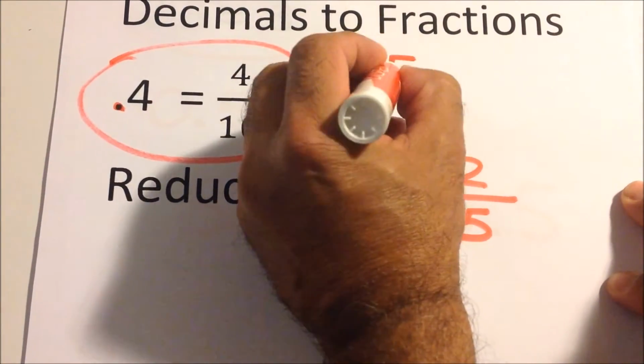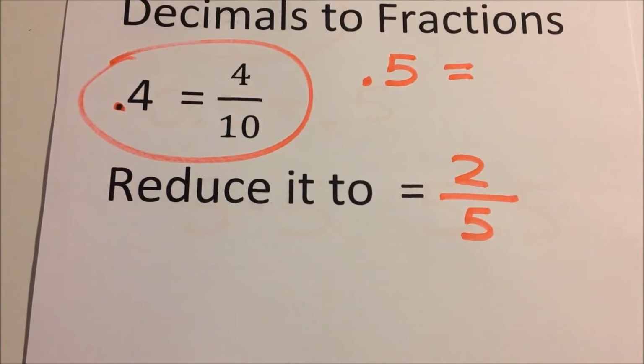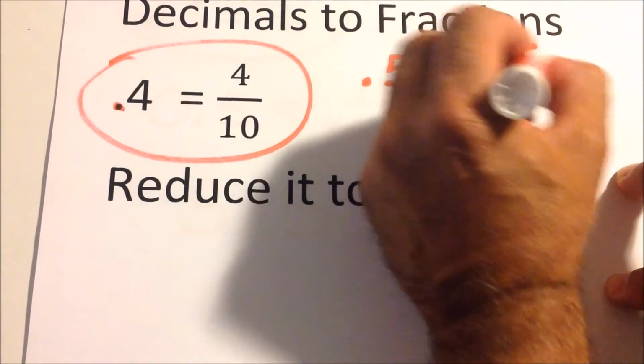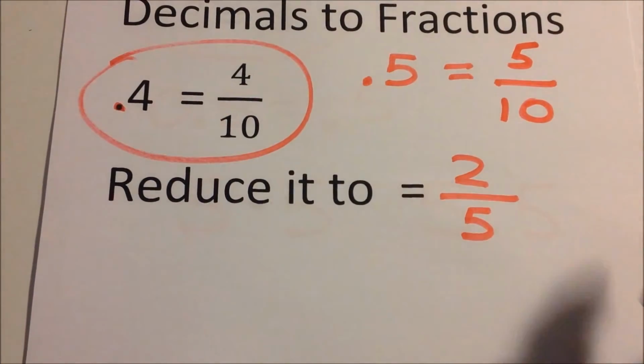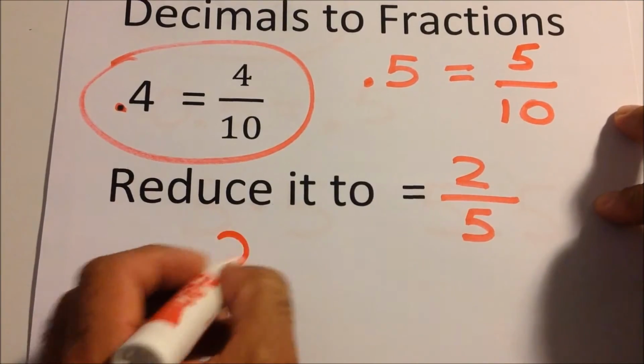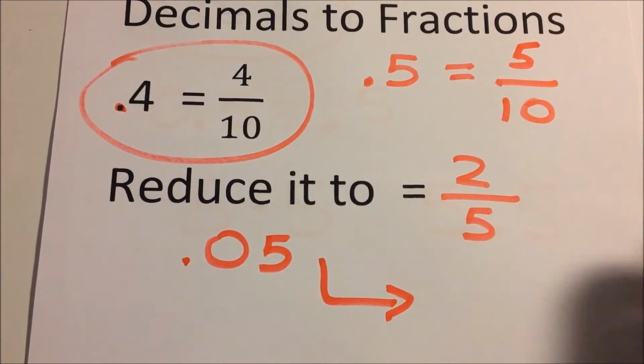So how would you do 0.5? What's the fraction of 0.5? It's in the 10th place, right? Not tens, 10th. So it's 5/10. All right. So how about this one? How about 0.05? How would you write that as a fraction?